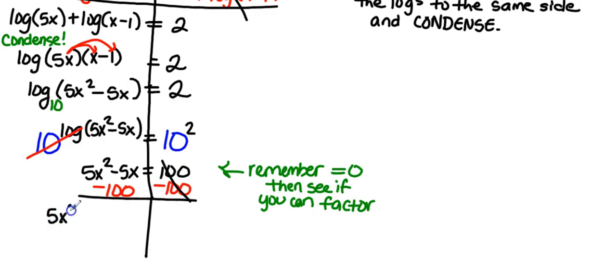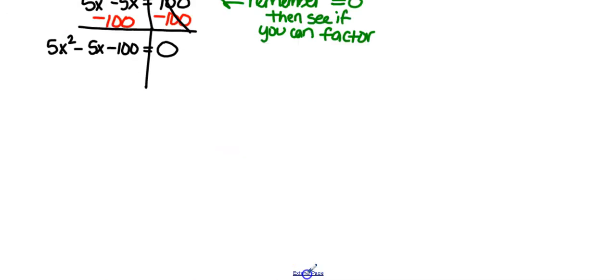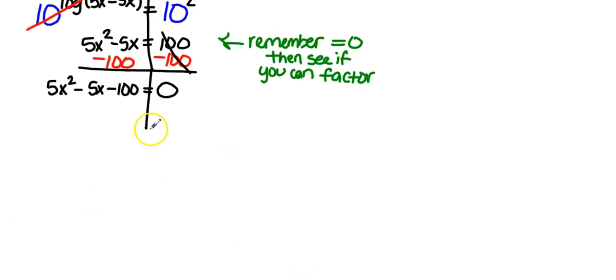This becomes 5x squared minus 5x minus 100 equals 0. What am I going to do from here? Dig up that quadratic knowledge. Now 5, 5, and 100, those are kind of big numbers, but as I'm saying them out loud, 5, 5, and 100, are we possibly thinking of a GCF? Maybe. Well, 5, 5, and 100 are all divisible by 5. So we can factor out 5.